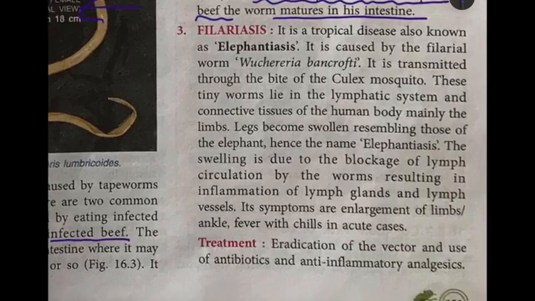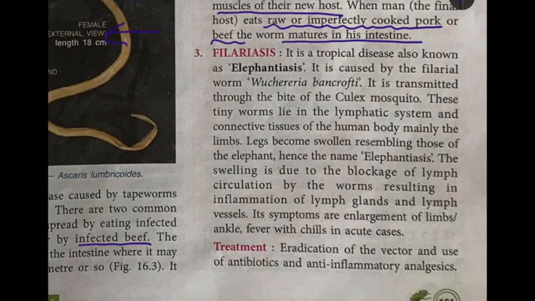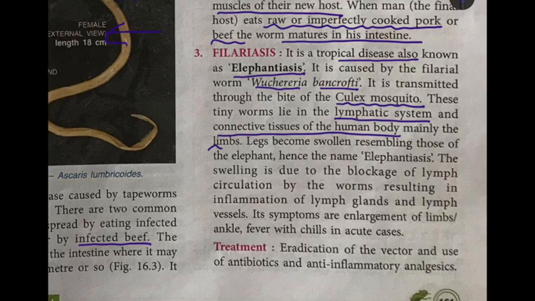Now next we come to Filariasis. Now it is a tropical disease which is also known as elephantitis. It is caused by a filarial worm, Wuchereria bancrofti. Okay, and it is transmitted through the bite of the Culex mosquito. These small worms lie in the lymphatic system and the connective tissues of the human body, especially in the limbs. Limbs means the legs.